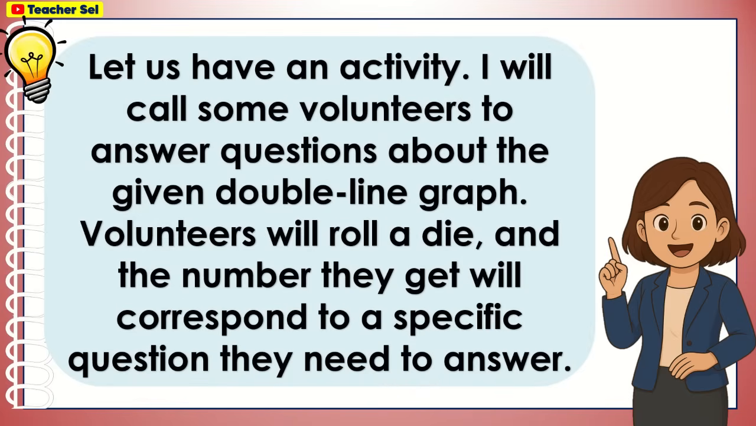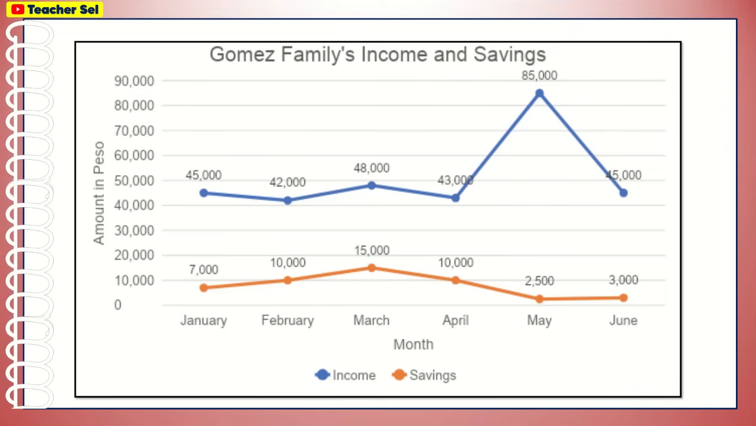Let us have an activity. I will call some volunteers to answer questions about the given double line graph. Volunteers will roll a die and the number they get will correspond to a specific question they need to answer. Take a look at the double line graphs. Gomez family's income and savings.